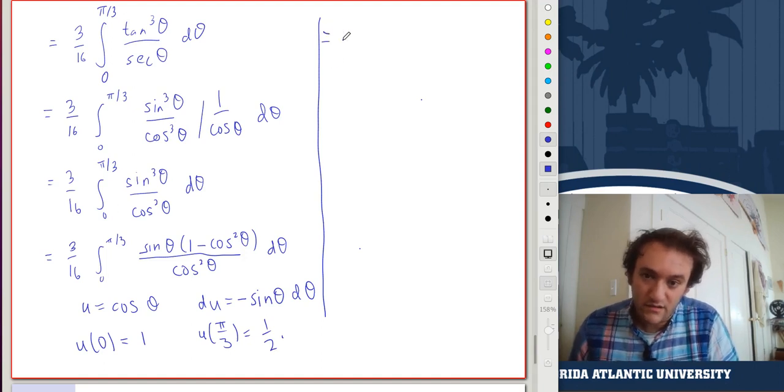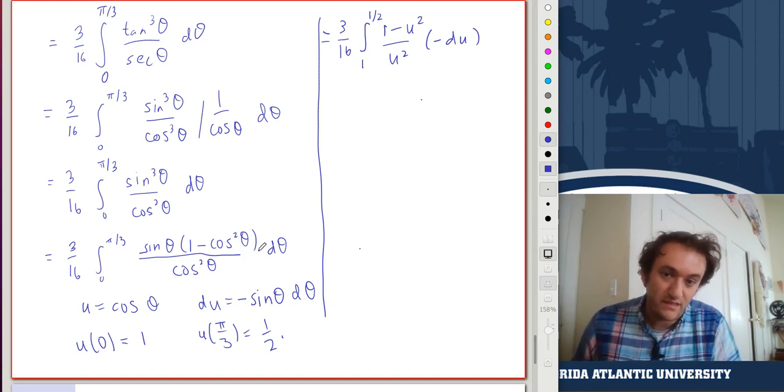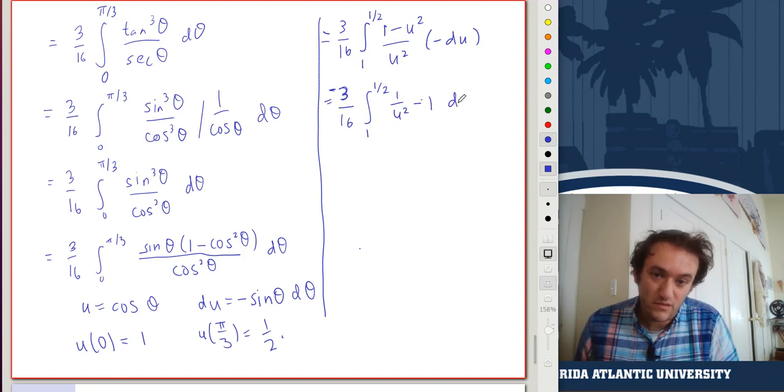Okay, let's plug that all in. So we get 3/16 times the integral from 1 to 1/2 of (1 minus u squared) divided by u squared times minus du. And we pick up a minus sign here because it's minus sine theta d theta as opposed to sine theta d theta here. Okay. Now simplifying, we can pull out the minus sign, put it with the 3/16. We have the integral from 1 to 1/2 of (1 over u squared minus 1) du.